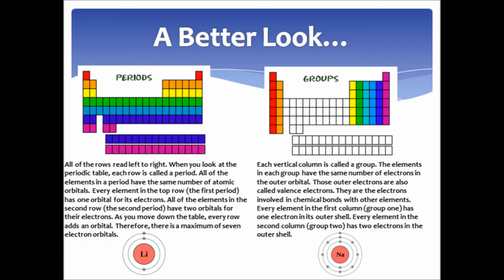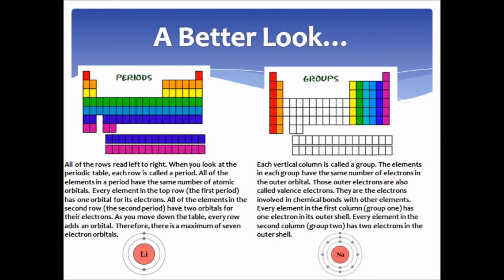Groups, we're actually counting how many electrons there are, but only in the outermost ring, shell, orbital. Those outer electrons are also called valence electrons. Valence electrons are involved in chemical bonds when that element bonds with another.